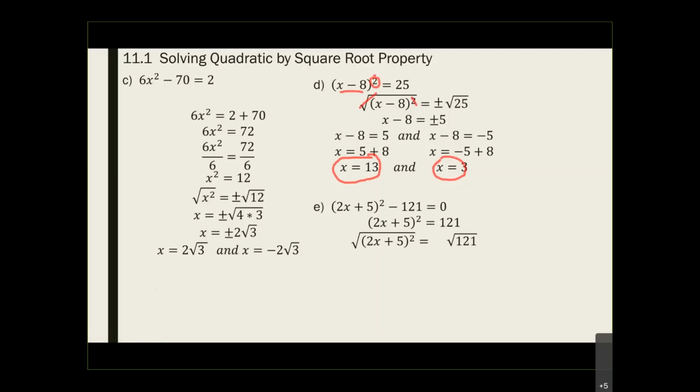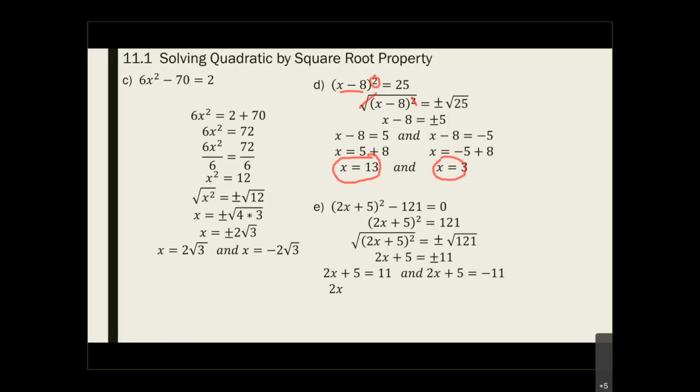And yes, I forgot the plus or minus. Don't forget your plus or minus. I have 2x plus 5 equal to plus or minus 11, because the square root of 121 is 11. Then I have 2x plus 5 equal to 11, and 2x plus 5 equal to negative 11. That's what the plus and minus represent: one of them is positive, one of them is negative.